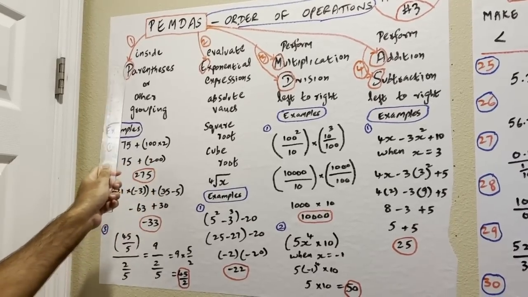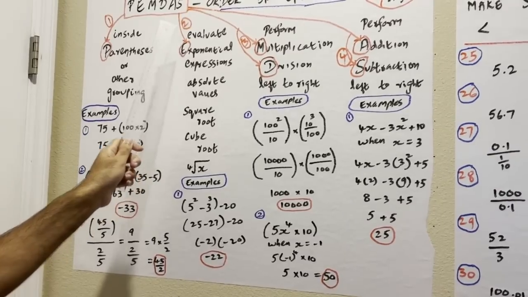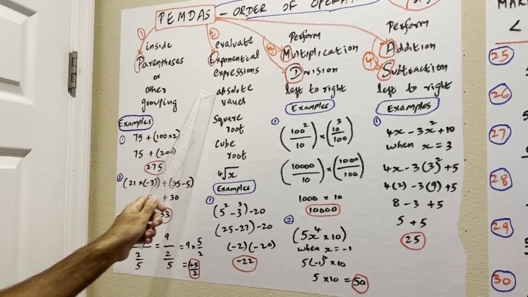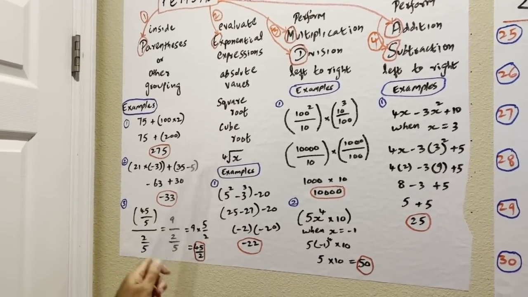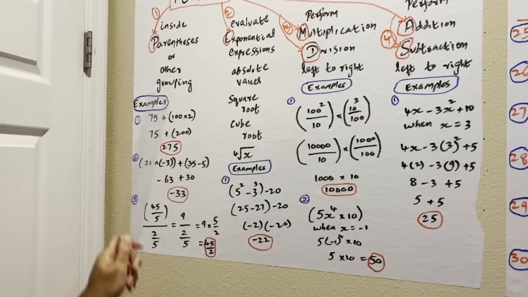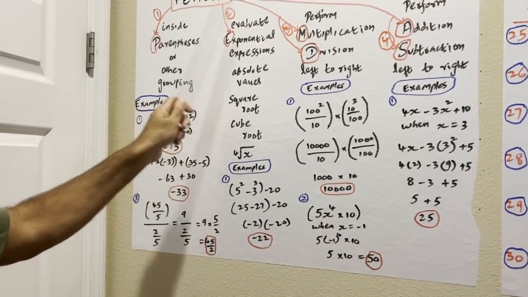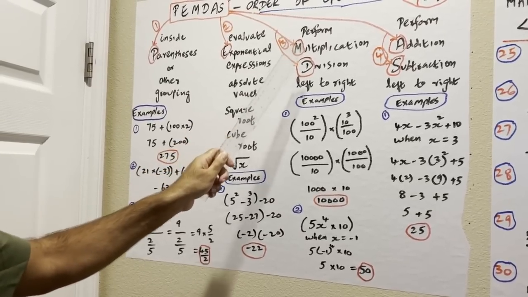That's the first P. Next, E is for exponents. Evaluate the exponential expressions, absolute values, square roots, cube roots, fourth roots. There are some examples. That's the E. Third is M and D. M is for multiplication, D is for division. Perform multiplication and division.